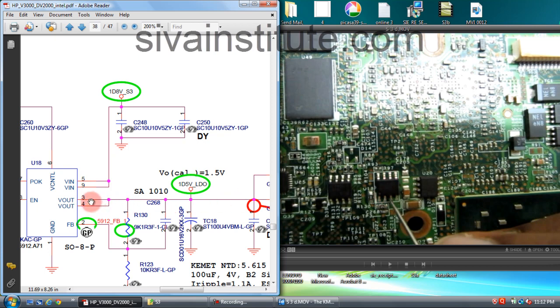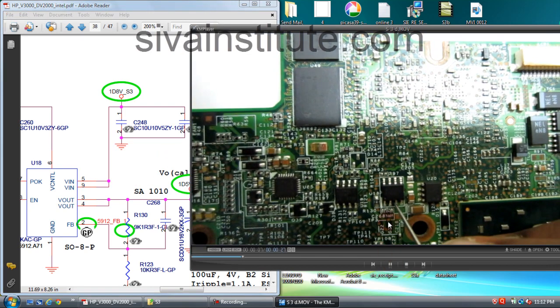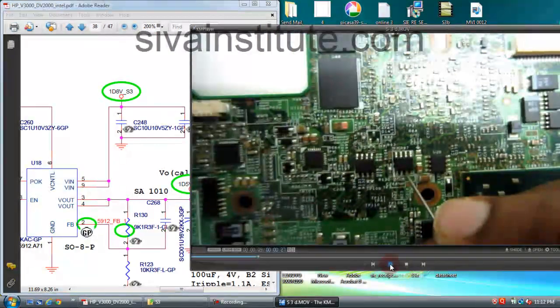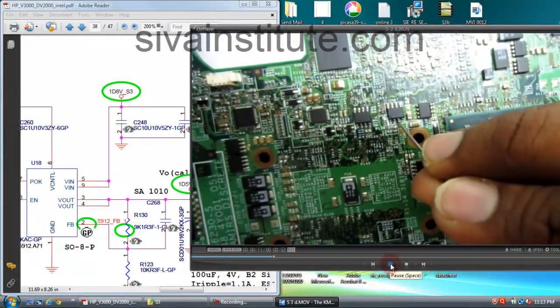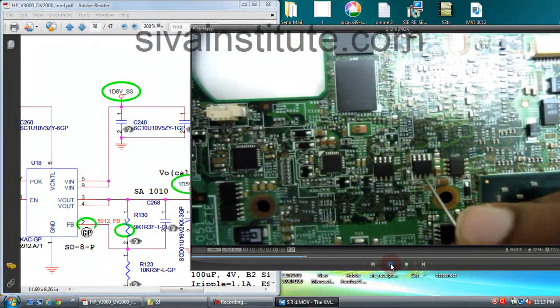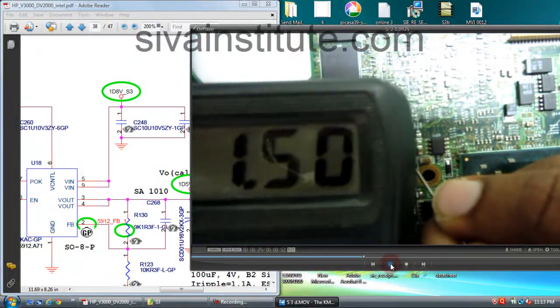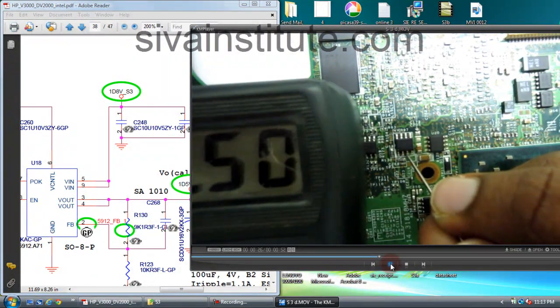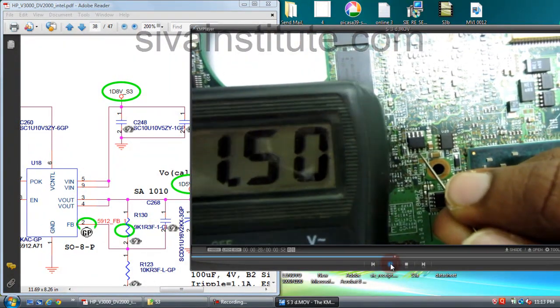We will check output voltage at 3 and 4. This 3 and 4 pins, pin number 1, 2, 3, 4. We will check 1.5 volts is there or not. This is U18. See here this voltage, pin number 3 and 4, 1.5 volts. This voltage is okay.